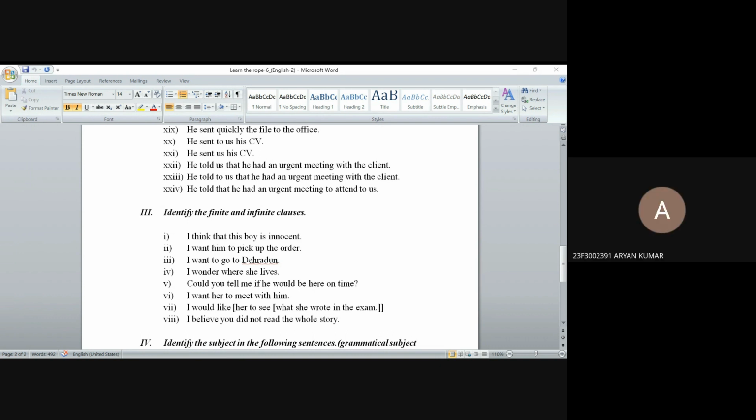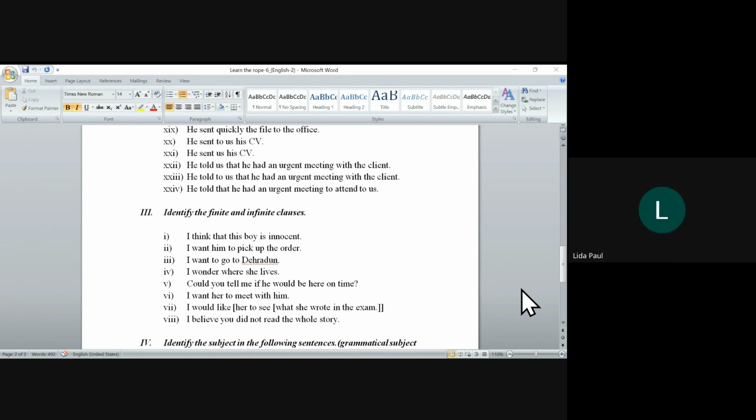It's also infinitive. This is also infinitive, right? Why? Because you have to go as a part of the subordinate clause, right? I want to go to Dehradun. I is your subject, want is your verb. To go to Dehradun is what comprises the subordinate clause. And to go is a verb which is infinitive, to-infinitive. So this is an infinitive clause.